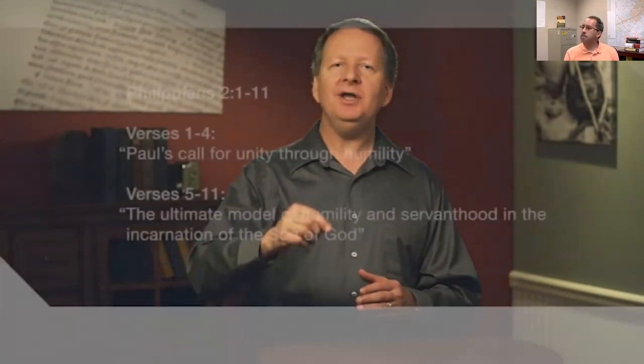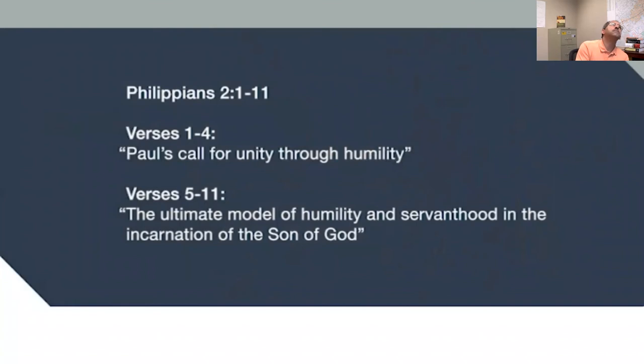So whereas verses 1 to 4 could be summarized as Paul's call to unity through humility, verses 5 through 11 could be summarized as the ultimate model of humility and servanthood in the incarnation of the Son of God. By summarizing the paragraphs in this way, the logical flow of thought becomes clear.